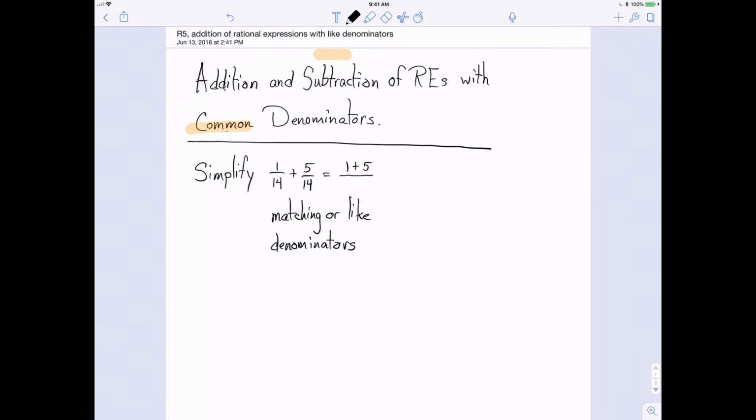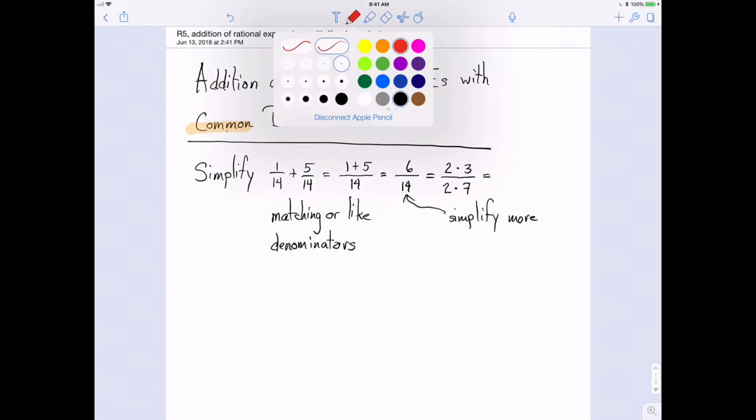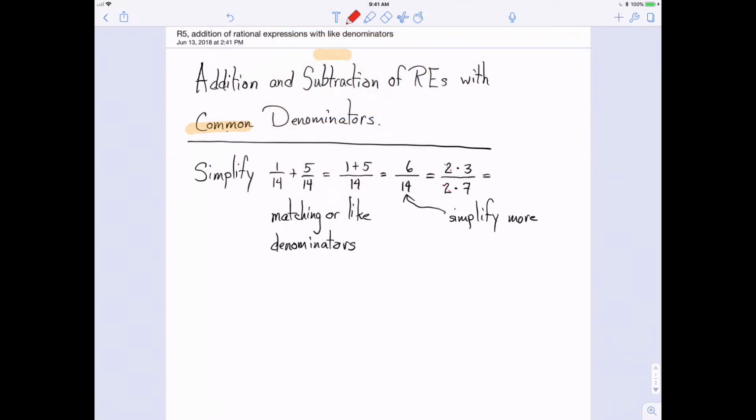So I'd add 1 plus 5. The denominator stays the same. 1 plus 5 is 6 over 14. And then we always want to check if we can reduce or simplify more, we should. So 6 in its prime factorization is 2 times 3, and 14 is 2 times 7. I have 2's that are common, so my 2's would cancel, and I'm left with the answer of 3/7.